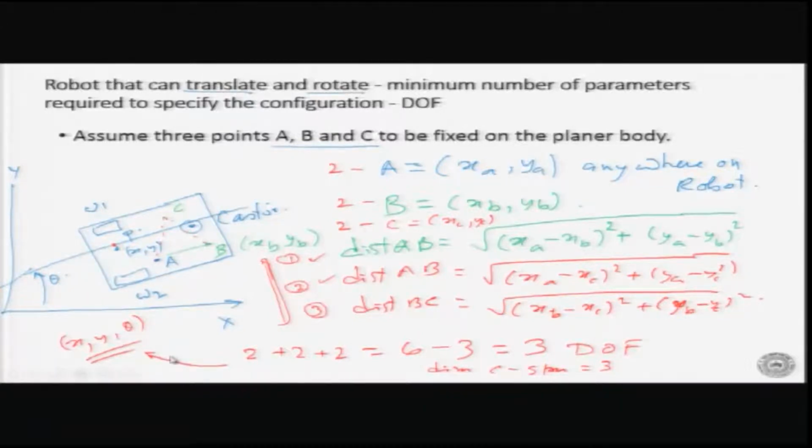Now, something to understand is that although each of these had 2 independent degrees of freedom, x and y, the moment you place them on the rigid body like that, the minimum number of parameters minus the constraints that are there is equal to the degree of freedom of the system. And so, the C space also will have dimension equal to 3. Now, what are the 3 degrees of freedom? It is x, y, and the angle theta.